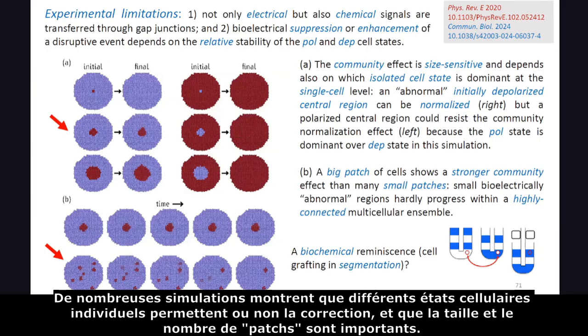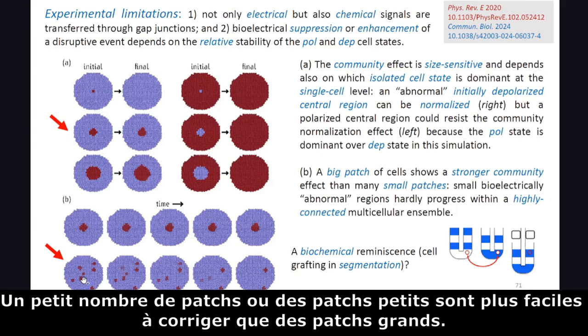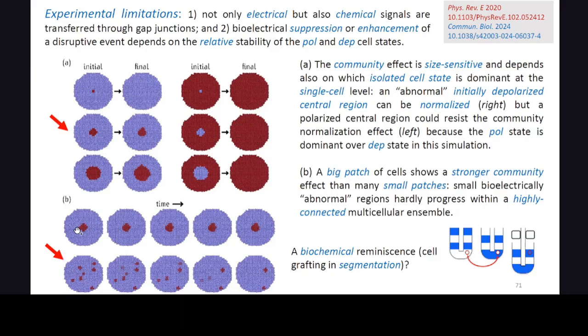And these simulations concern different single cell states that allow correction. Other single cell states do not allow corrections, and size effects are very important. Not only the size, but the number of patches is important. In general, a small number of patches or small patches are easier to correct than big patches. Some biochemical reminiscence can be found in other systems that can be explored further in other articles that are also given in the reference list.